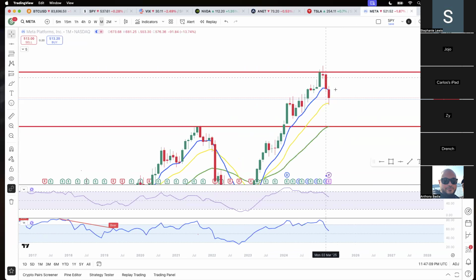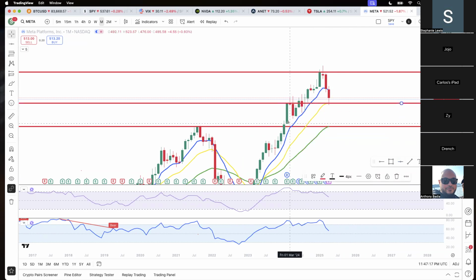So I'm not saying that Meta's going to those levels. Let's look for some other areas here that we could consider areas of support. All right, I like this area here too.